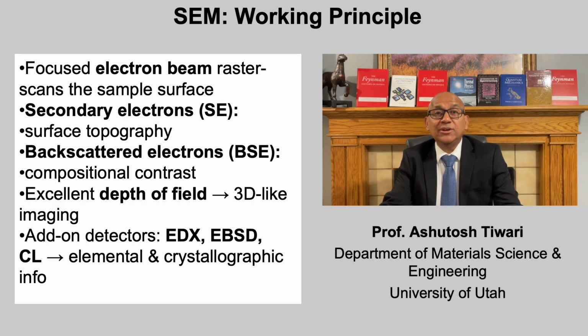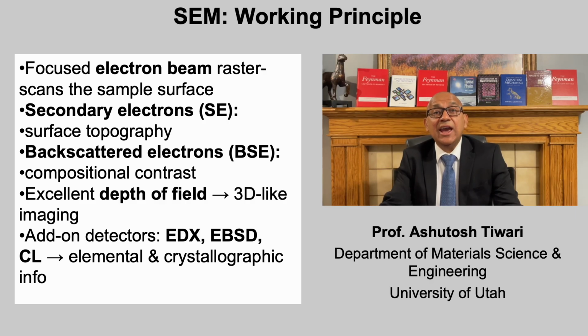Backscatter electrons emerge from deeper regions, and their intensity depends on the atomic number. Heavier elements scatter electrons more strongly and appear brighter, producing compositional contrast. Because of its relatively large depth of field, SEM produces images where even rough or uneven surfaces appear in focus, giving a distinctive three-dimensional appearance.